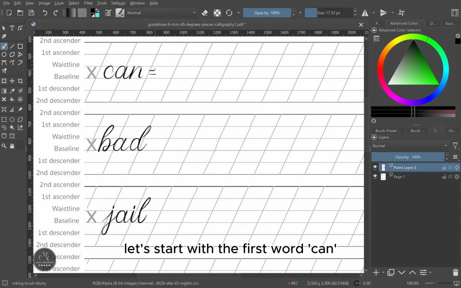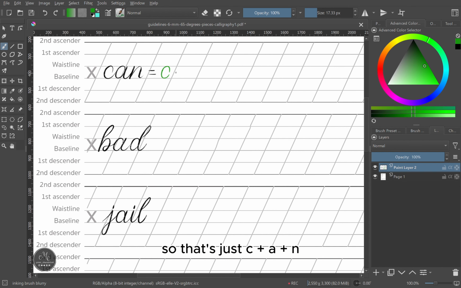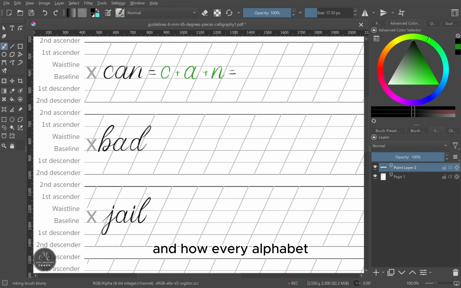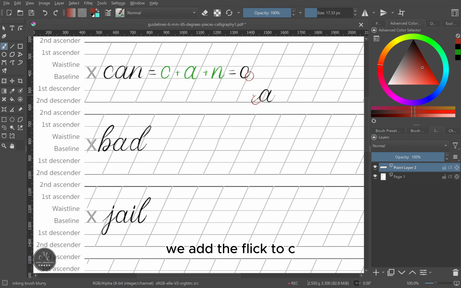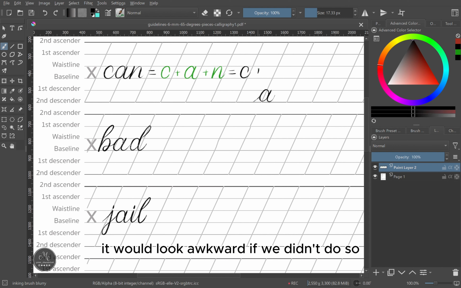Let's start with the first word can. So that's just C plus A plus N. Recall the basic strokes I taught in the last video and how every alphabet is just a combination of the basic strokes. Notice how when I write the letter C, there is a little flick in the end. This flick is similar to what you see here behind the letter A. Essentially, this flick is the entrance stroke of the letter A, which is normally how the alphabet is written. However, instead of writing it with the letter A itself, we add the flick to C and then continue on with A. It would look awkward if we didn't do so.